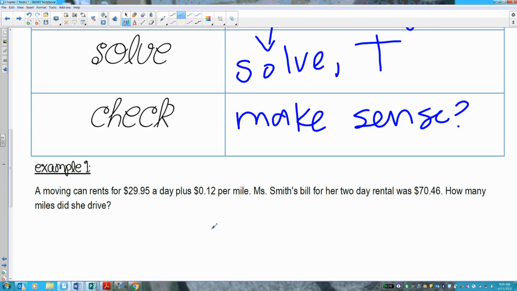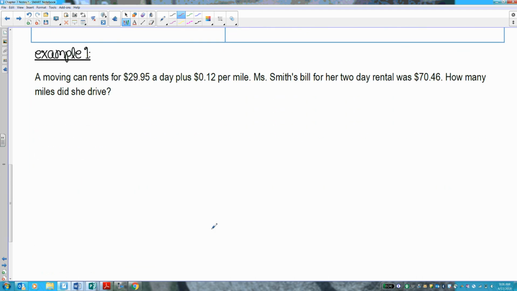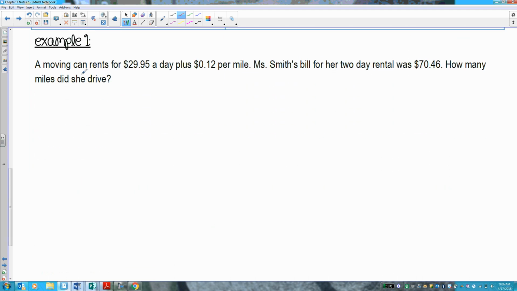All right, so we're going to do 2 together. First example: a moving truck, I don't know why it says can, but a moving truck rents for $29.95 a day plus 12 cents per mile. Miss Smith's bill for her 2-day rental was $70.46. How many miles did she drive?